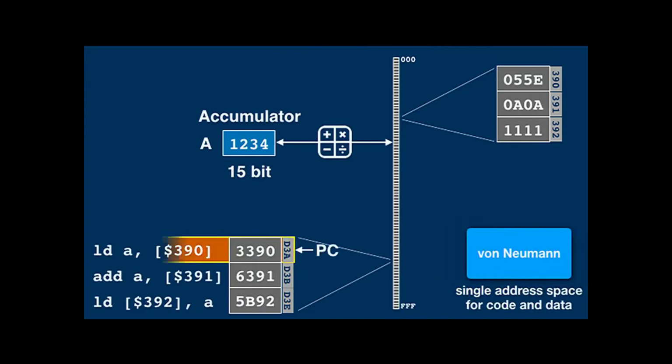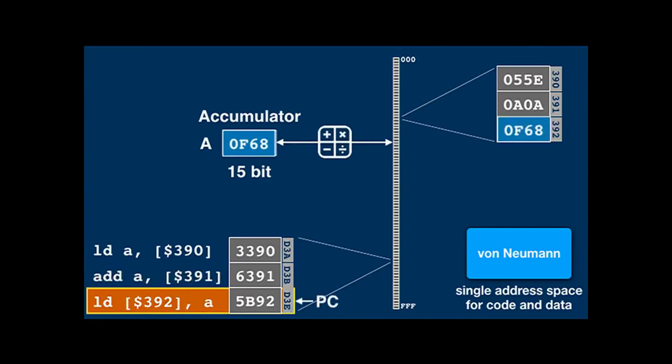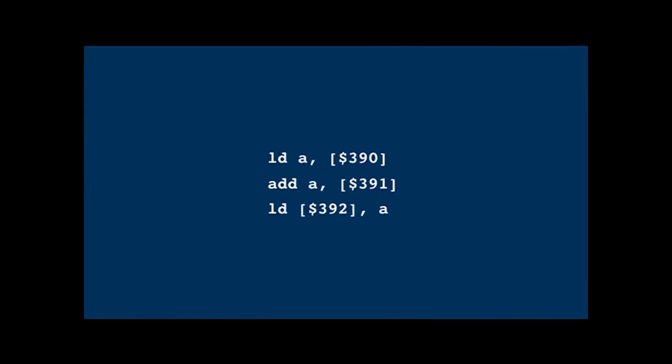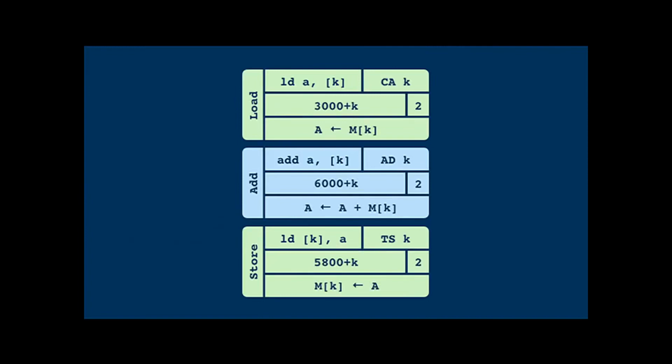The CPU's program counter, PC, always holds the address of the instruction to be executed next. The load instruction copies the contents of a given memory cell into the accumulator. The PC goes on to the next instruction. The add instruction adds the contents of a given memory cell to the accumulator, and the store instruction copies the value in the accumulator into memory at a given location. The generalized versions of these instructions we just saw use K as a placeholder for a memory address as an argument.